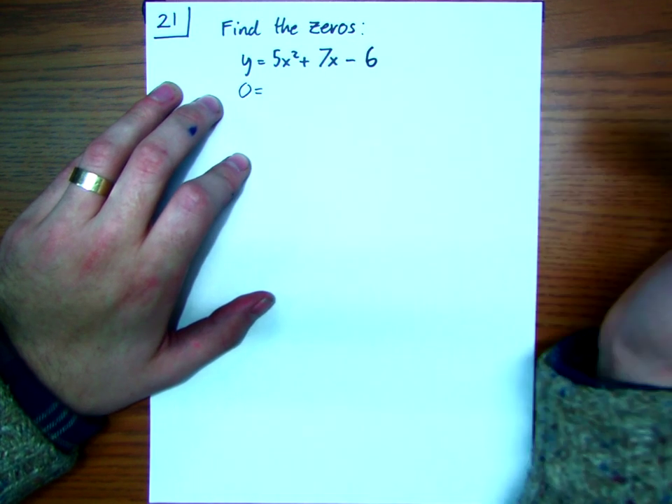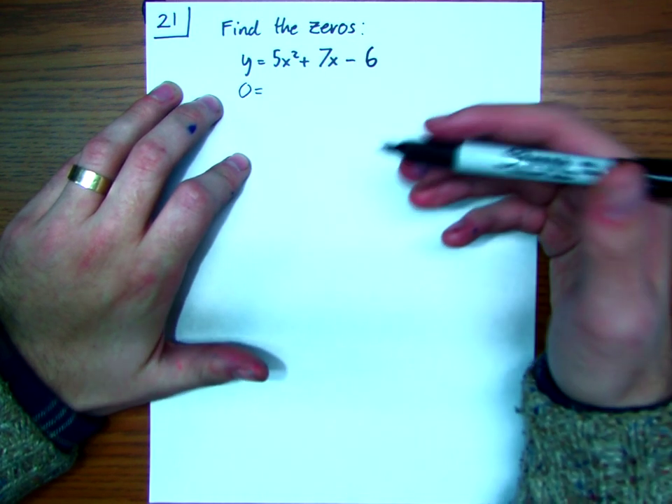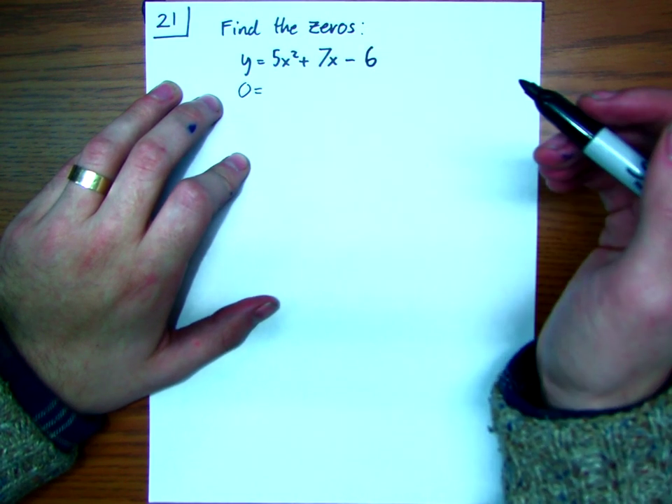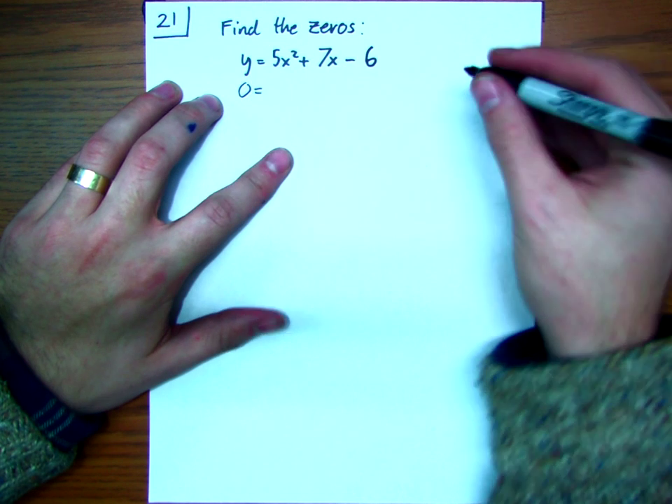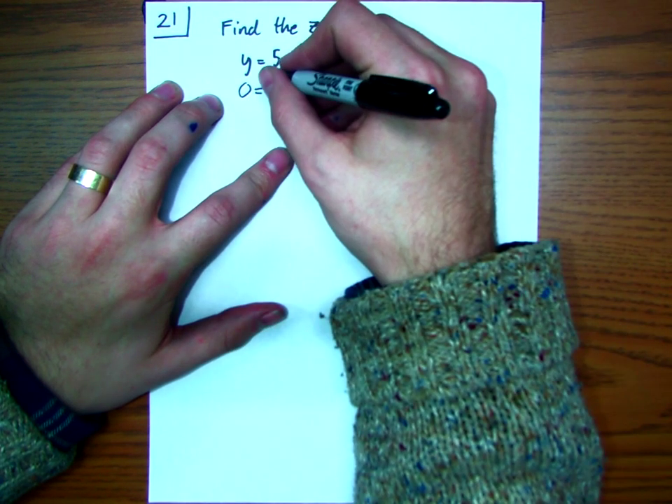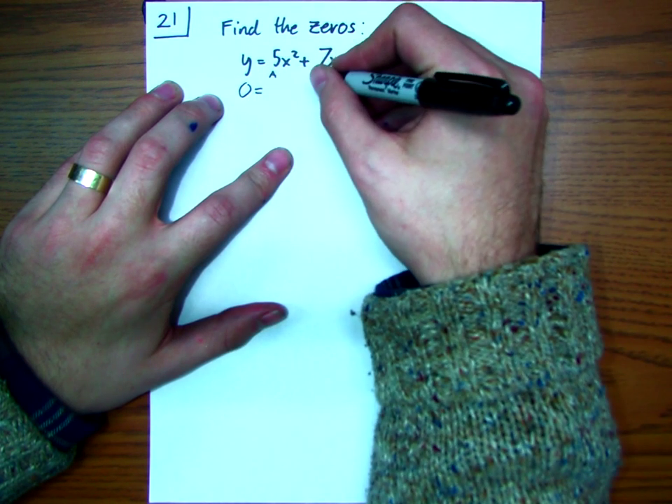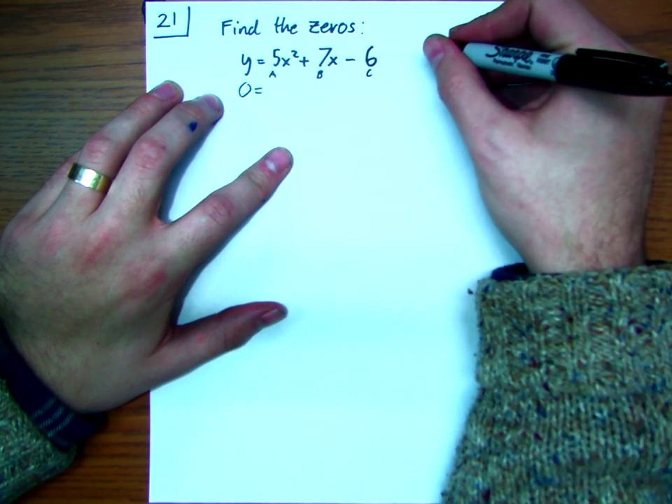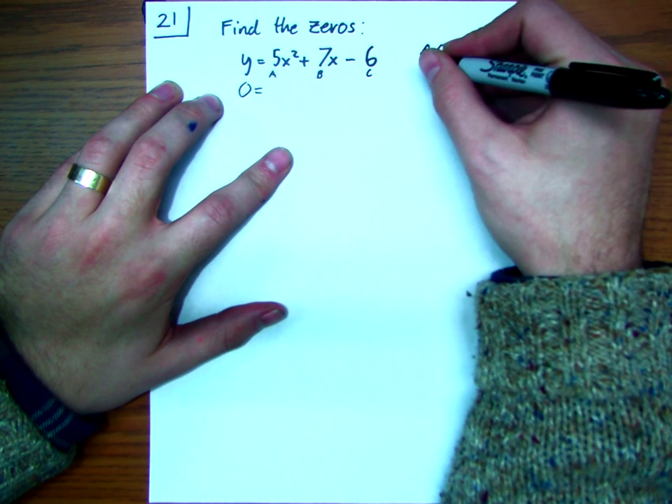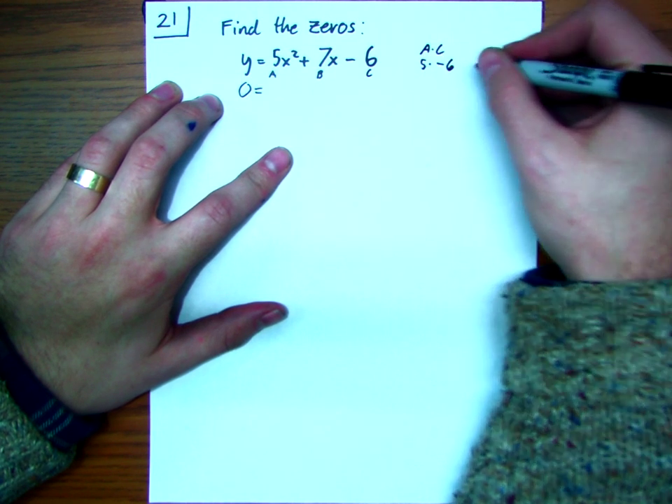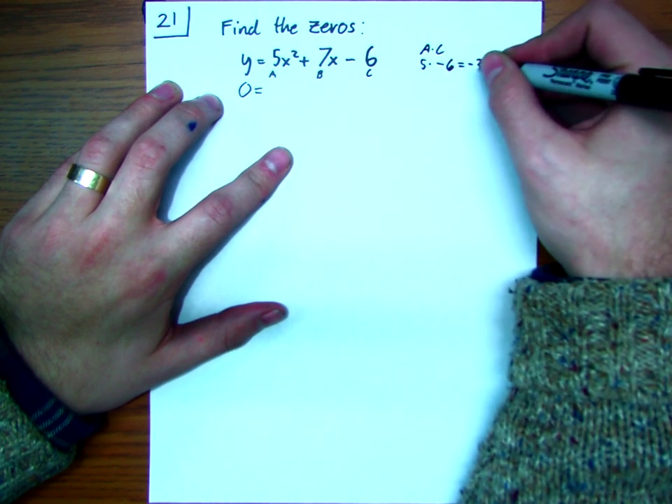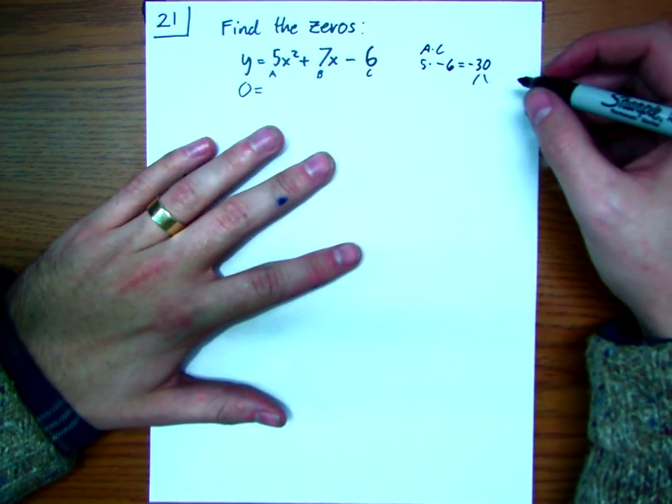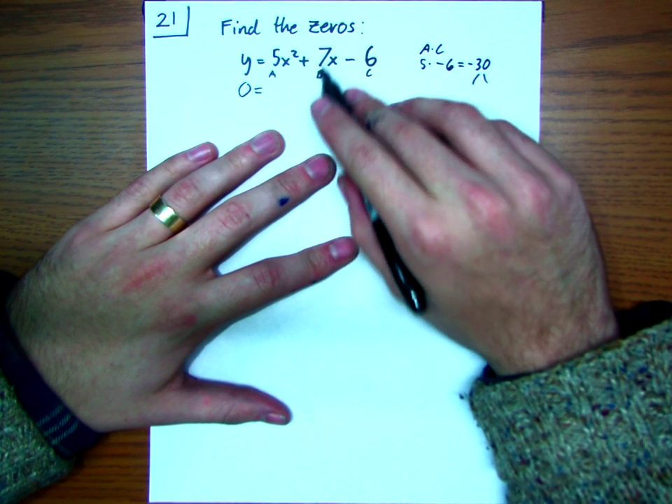So how do we factor this if there's no common factors? Well, after you try to find the greatest common factor, you got to look at how many terms there are. And since there are 3 terms, the only option we have left to us is the A times C method. So again, my A is the 5, my B is the 7, and my C is negative 6. So if I take A times C, that's going to be 5 times negative 6, which is negative 30. And I want to find factors of negative 30 that add up to positive 7. Why? Because positive 7 is my B.